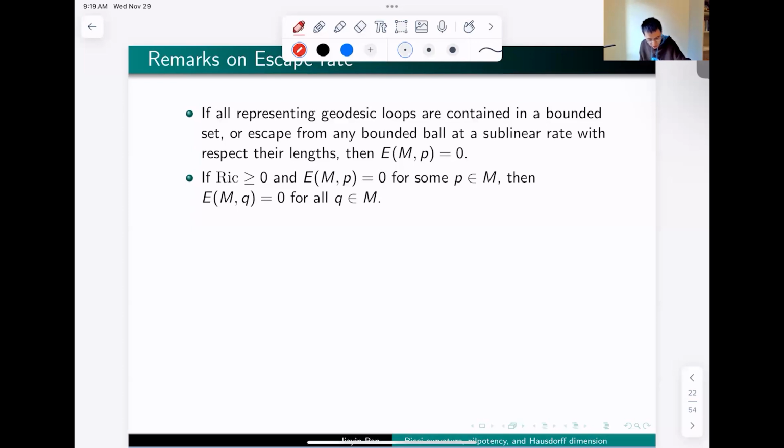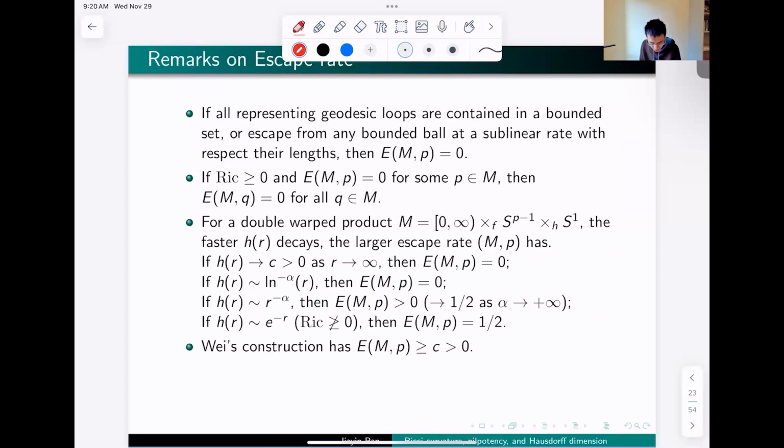Yeah, so we introduced this notion because we want to capture how fast these loops escape, right? So in particular, if they're already contained in a bounded set, or they escape at a sublinear rate compared to their length, then the escape rate is zero. And also the escape rate being zero does not depend on your base point.